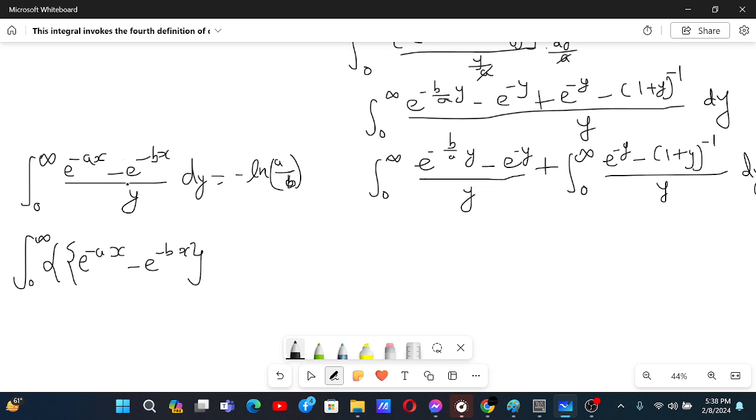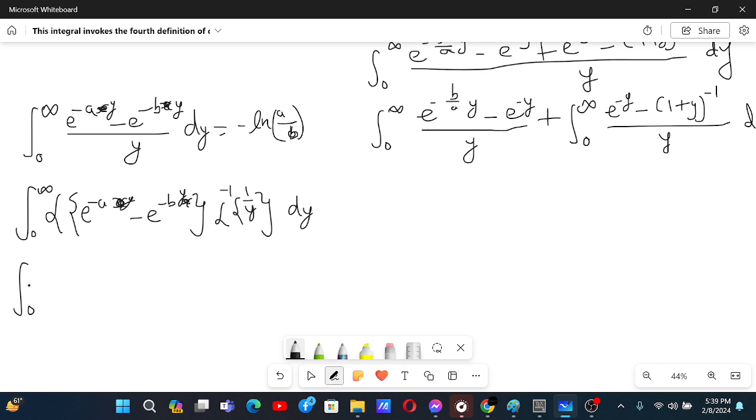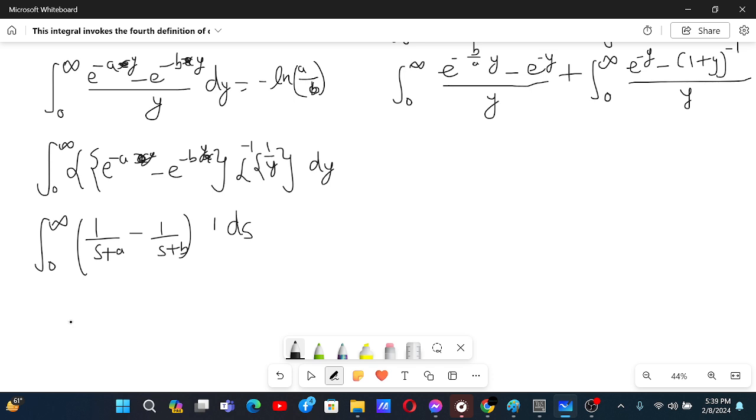Basically all of them are in y, not some in x and some in y. I'm sorry for that. Then we take the Laplace transform for the first one and the inverse Laplace transform for the other, because this is what Ma's identity says. So we have the integral from 0 to infinity of 1 by s plus a minus 1 by s plus b, and the limit remains the same, ds. Now we have the ln function: ln of s plus a by s plus b, from 0 to infinity.